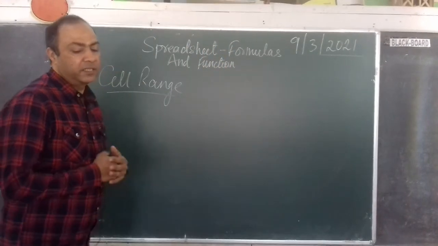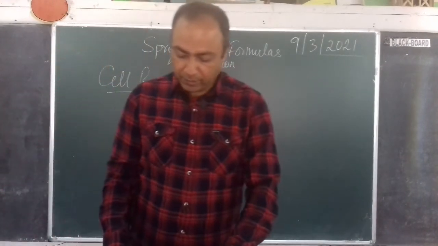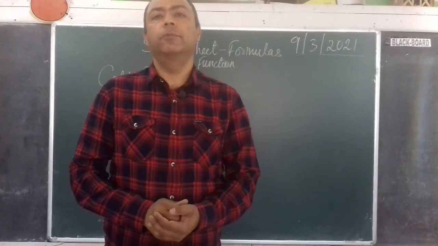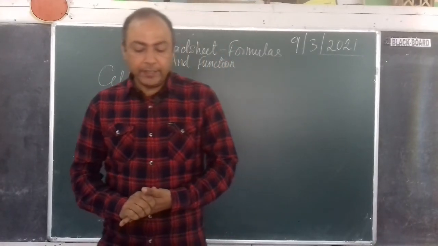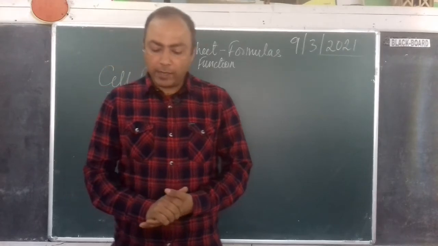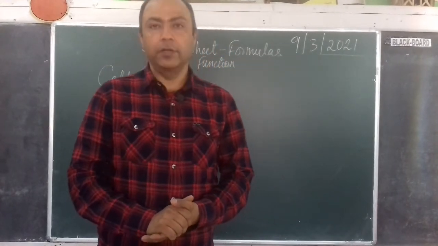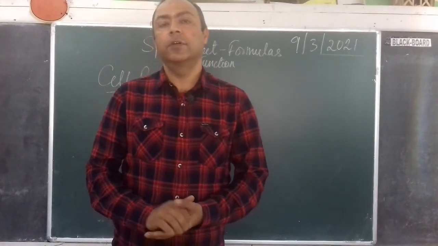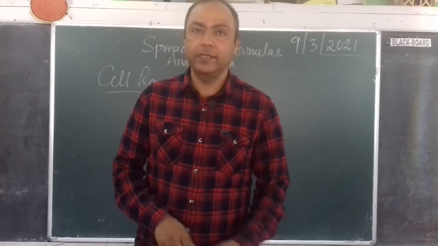So what do we mean by cell range? It is on page number 21, so you just refer to the book, page 21. A range, a rectangular block of one or more cells in a spreadsheet, is called a cell range. So a range is a rectangular block of cells.